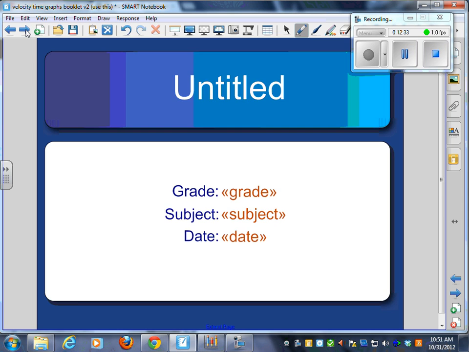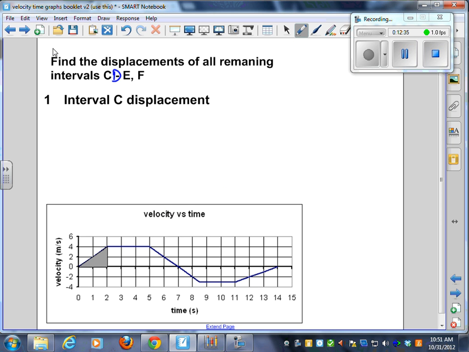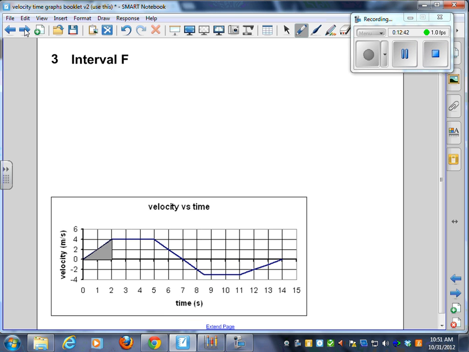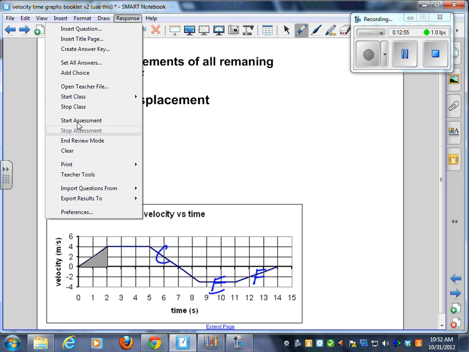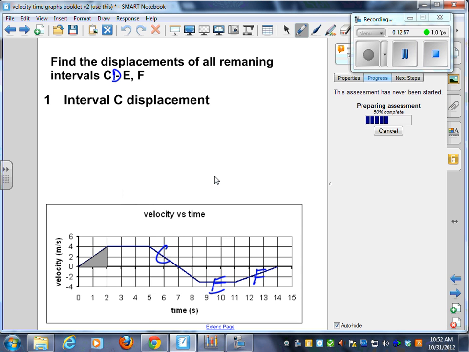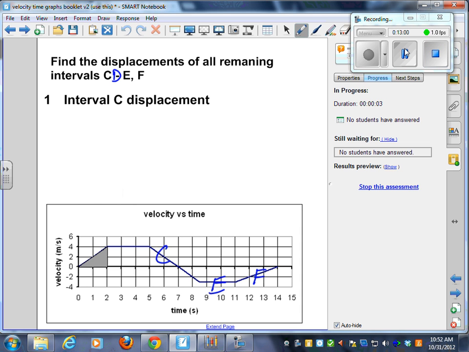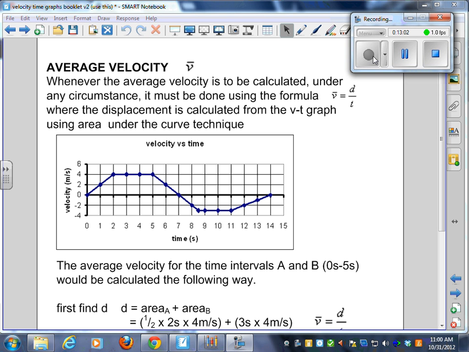Okay. So I want you to find the displacements of all the remaining intervals. I want you to find C, E, and F. C is this one. Are these clicker questions? They are. E is this one, and F is this one. I'm going to come back to those answers because I've got this little clicker thing split up this way.